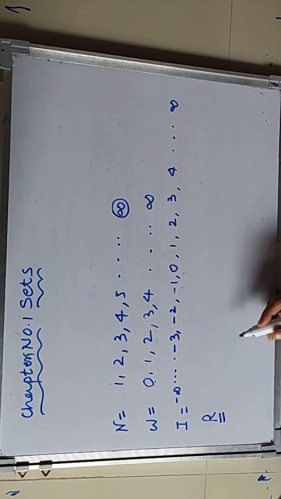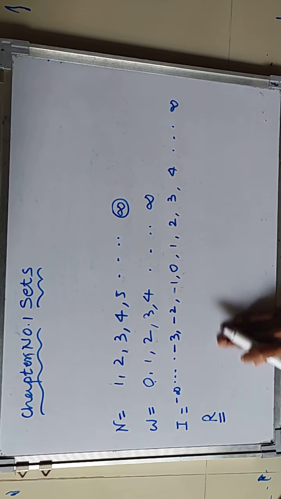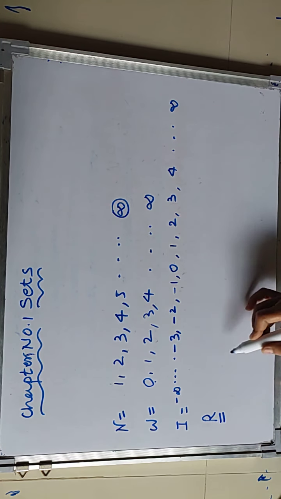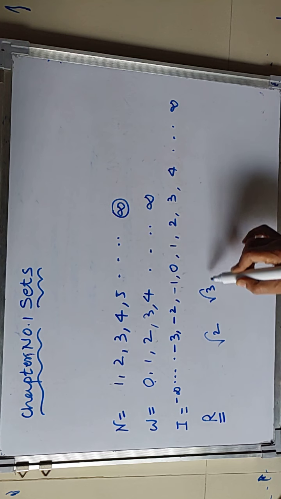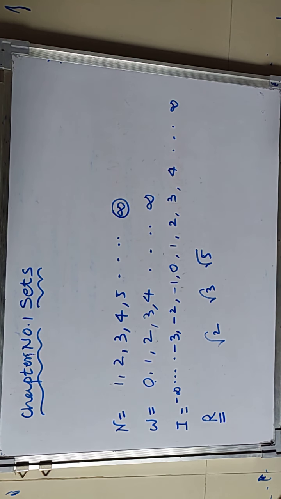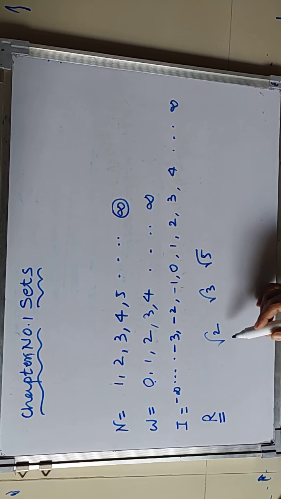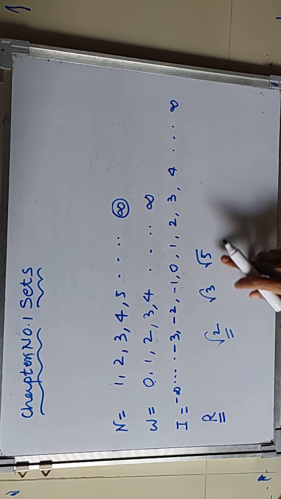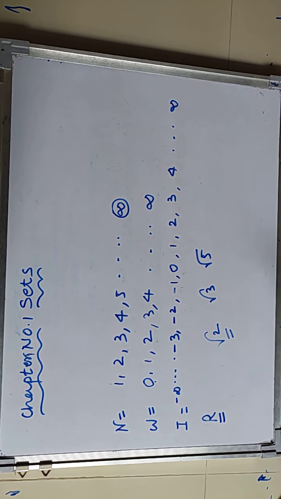I am taking here irrational numbers, suppose root 2, root 3, root 5. These are the irrational numbers. These are said to be real numbers because real numbers consist of rational as well as irrational numbers. Root 2, root 3, root 5 are the irrational numbers.